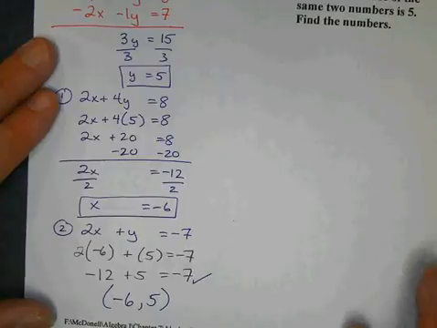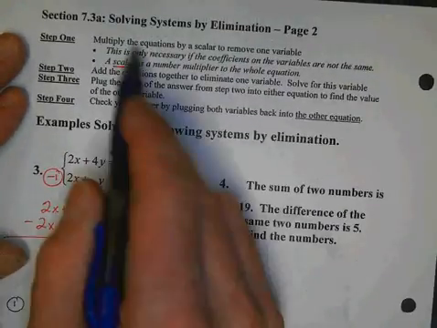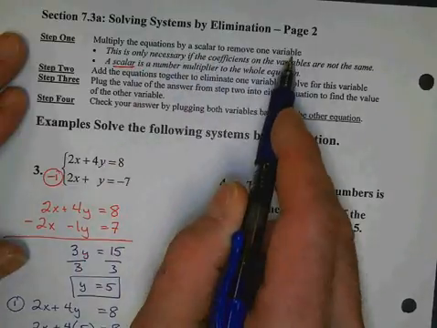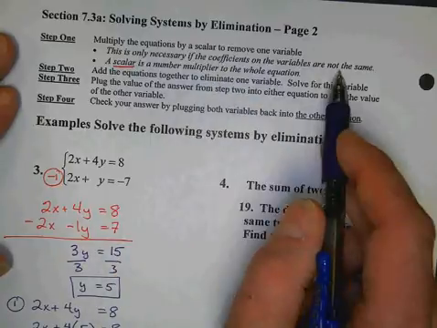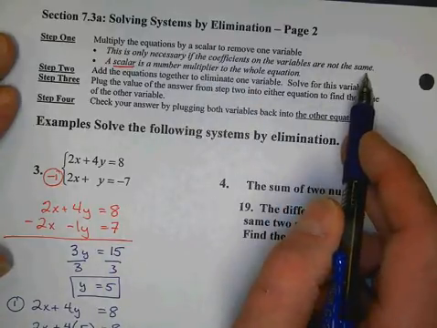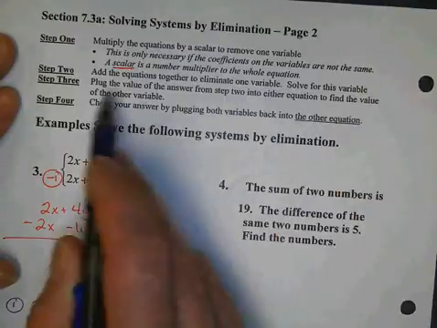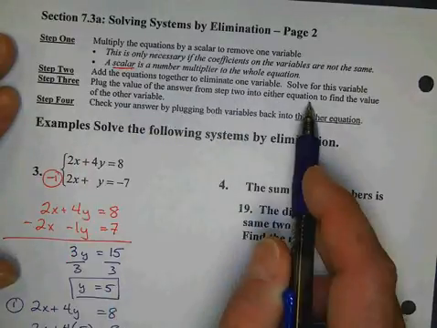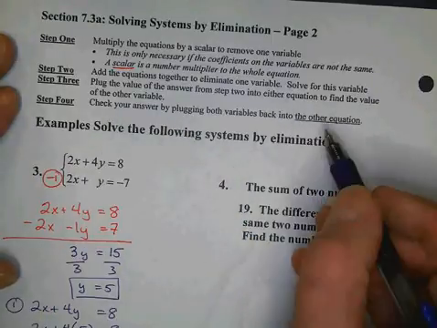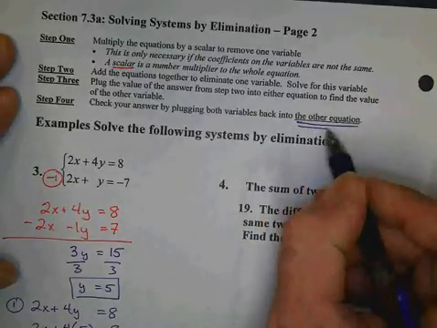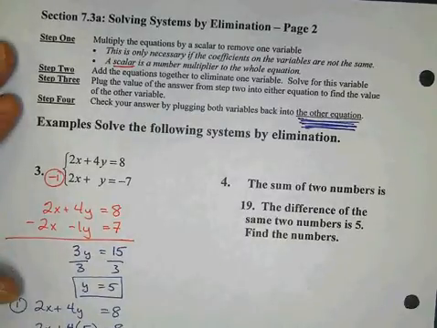All right. Now let's look up at the top here. Multiply the equations by a scalar to remove one variable. Now you understand what that means. This is only necessary if the coefficients are not the same. Okay? Add the equations to eliminate one variable and solve for it. Plug that answer from step 2 into either equation to find the value of the other variable. And then check your answer by plugging it into the other equation. You might want to underline that a little bit. All right?